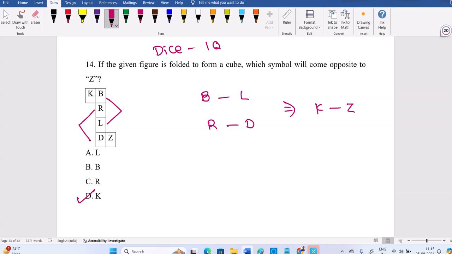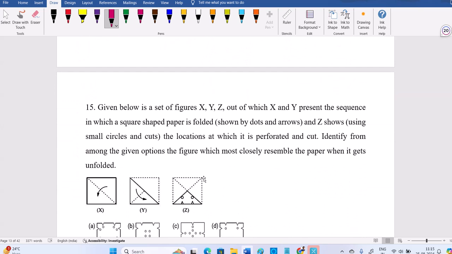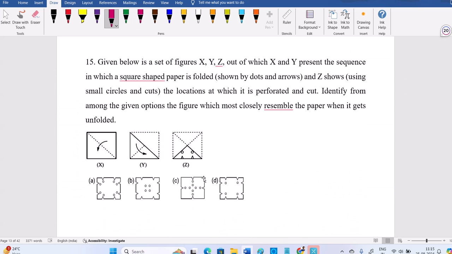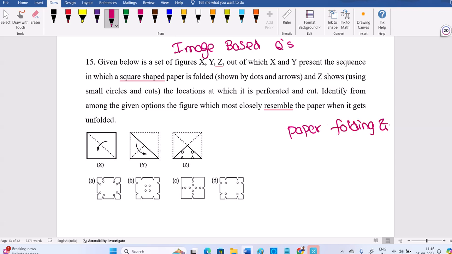Now see this 15th one. Okay, visual reasoning, image based questions, are important for Accenture and TCS both. Image based questions, paper folding, paper cutting. This is regarding paper folding and cutting. You have to fold it, then cut. Now your job is to unfold it. Paper folding and cutting. So when you unfold, which option is suitable is the question.